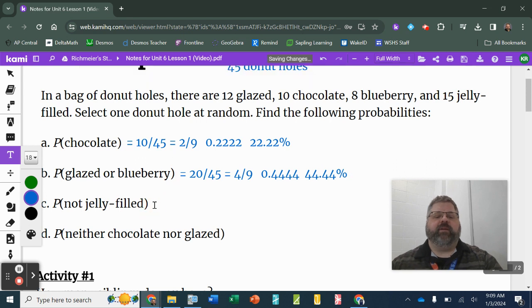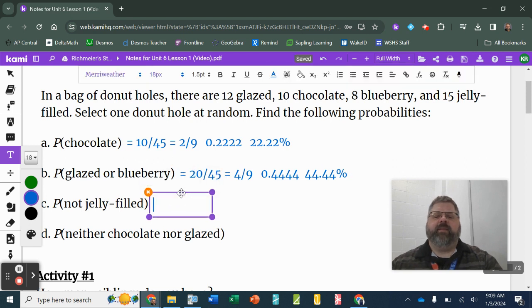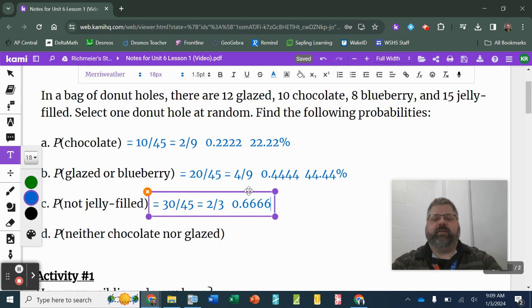Now, not jelly-filled takes a little bit more thinking, because they tell me that I have 15 jelly-filled donut holes. So for the ones that are not jelly-filled, I have to think, well, 45 minus 15, that's 30, so I'm going to be doing 30 out of 45. Both of these are divisible by 15, not just by 5, and that gives us 2/3. That's one way to express the probability. As a decimal, I would do 0.666 and then a 7, so I want to use rounding if I'm going to go to 4 decimal places. And as a percentage, I would say 66.67%.